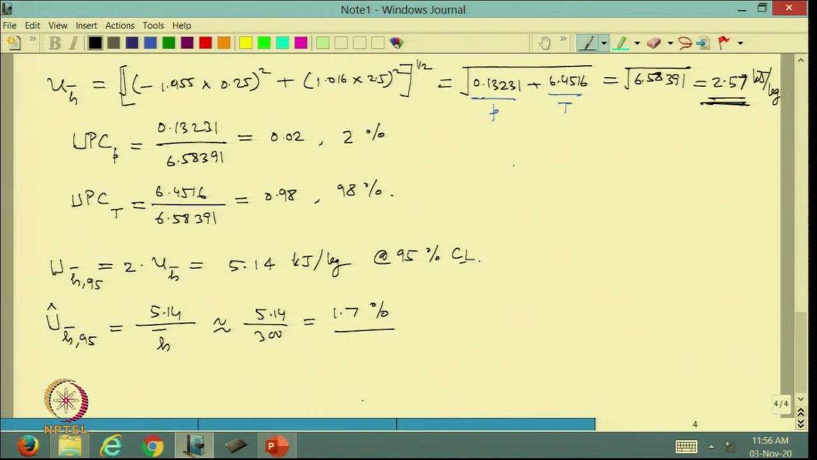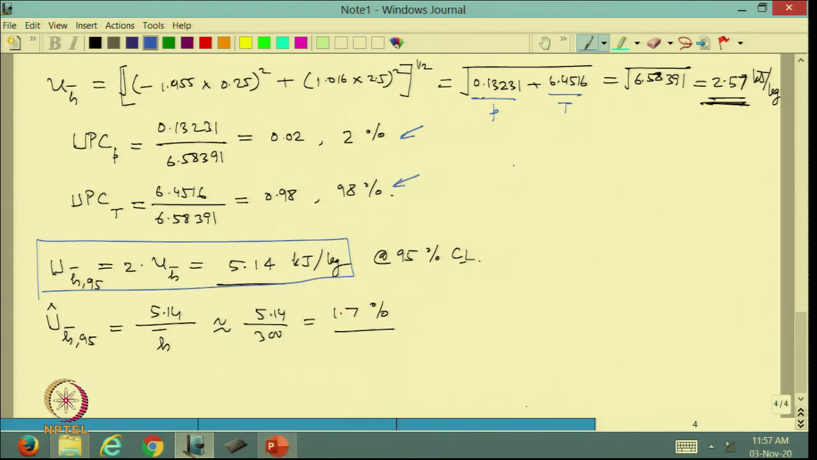We are looking at about a 2% uncertainty in specific enthalpy, and that is the answer. We not only got the uncertainty in the enthalpy, we also learned on the way that the uncertainty percentage contribution from pressure is 2% and temperature is 98%.